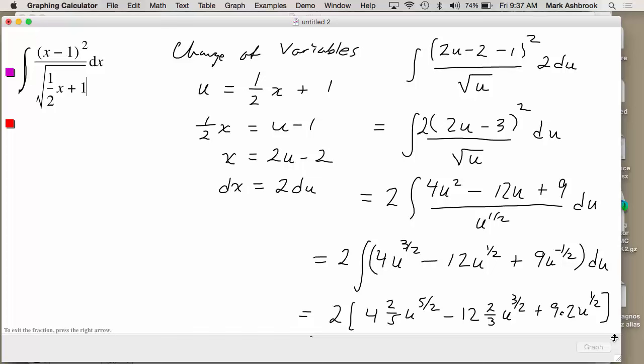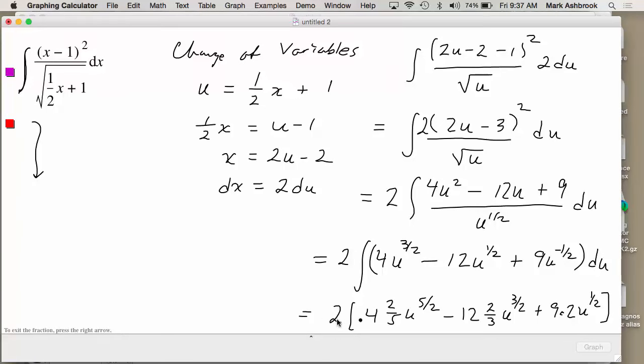Okay, but our original problem was in x, so we're going to have to change our variable back to x, according to u equals 1/2 x plus 1. Can I distribute, multiply, and substitute back in all in one step? Can you follow that? I'm going to distribute the 2, multiply out these coefficients with the 2, and put the 1/2 x plus 1 in, all in one step. You can do it.